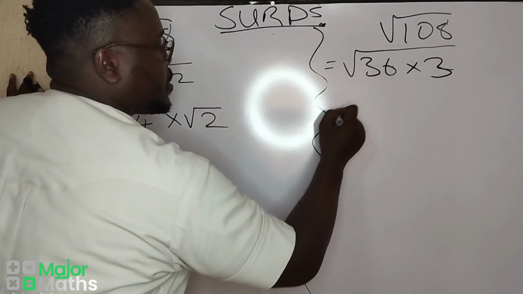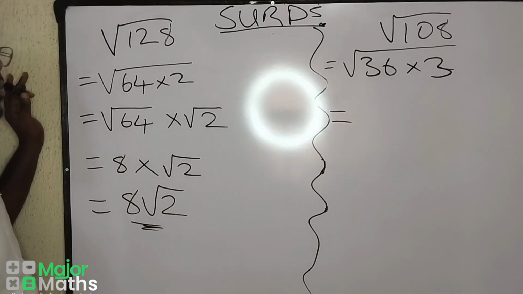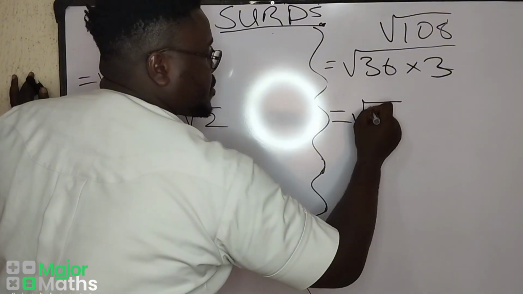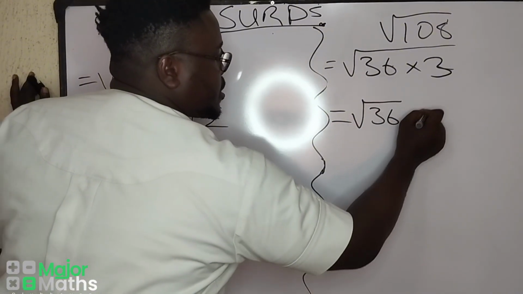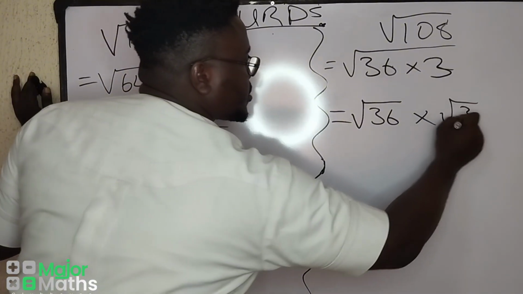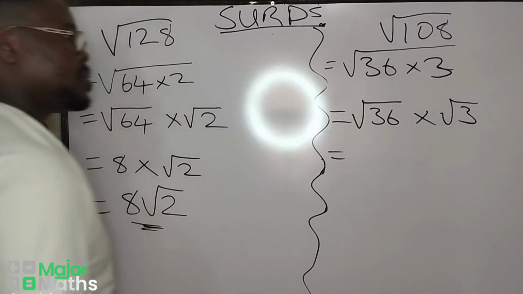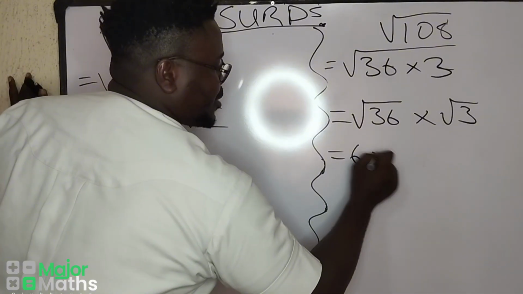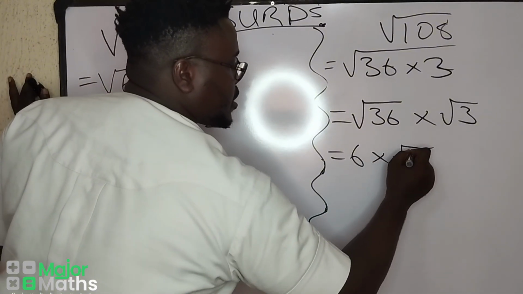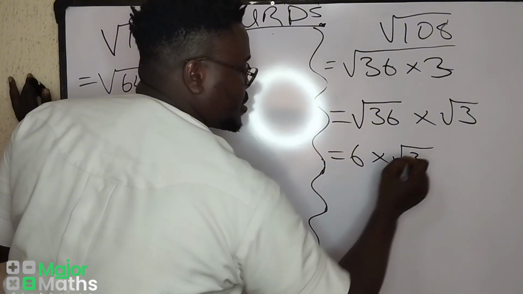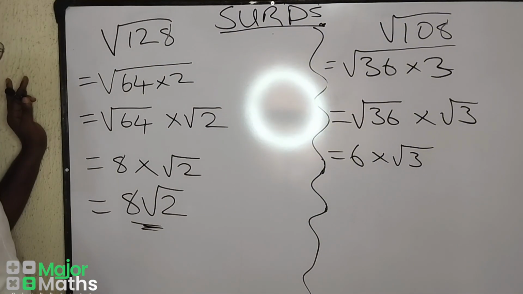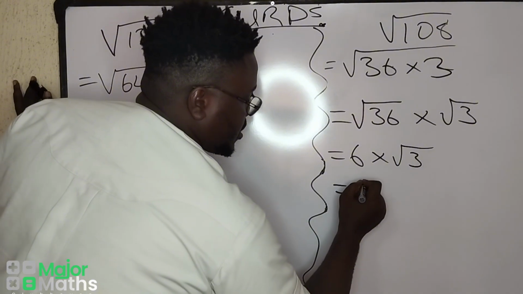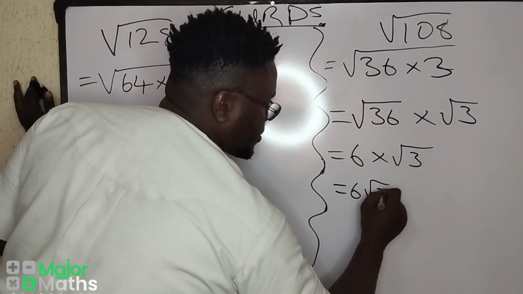So 36 is a perfect square. So we break this into the individual roots. We have root 36 times root 3. So root 36 is what? 6. And root 3 is root 3. Is that a perfect square? No. So your final answer will be 6 root 3.